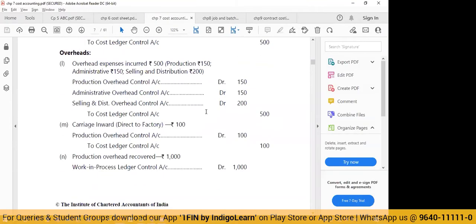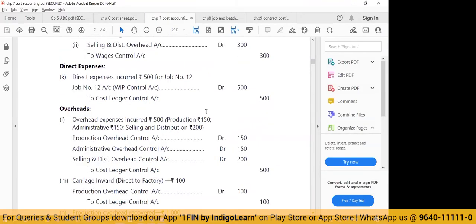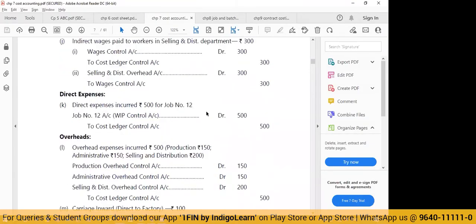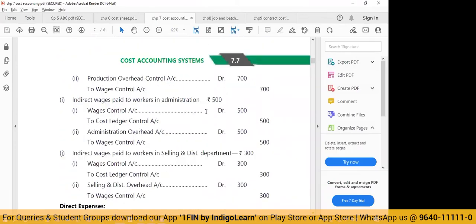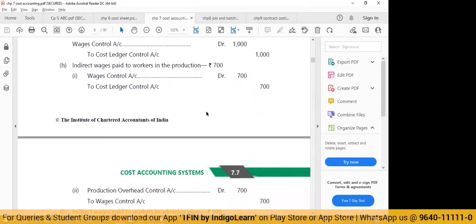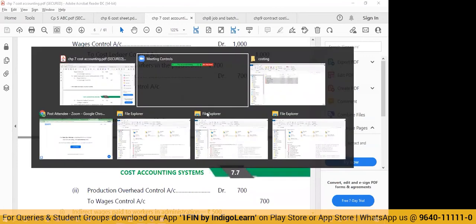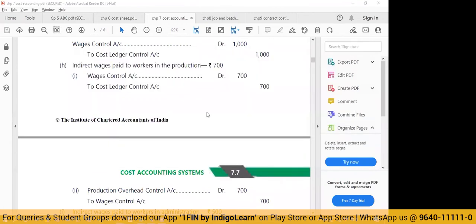Sir, can I ask one doubt with respect to this accounting? Why do we use this material control account? When we see this in the cost accounting chapter, we see material control, wage control, control accounts. Why do they use this word control?